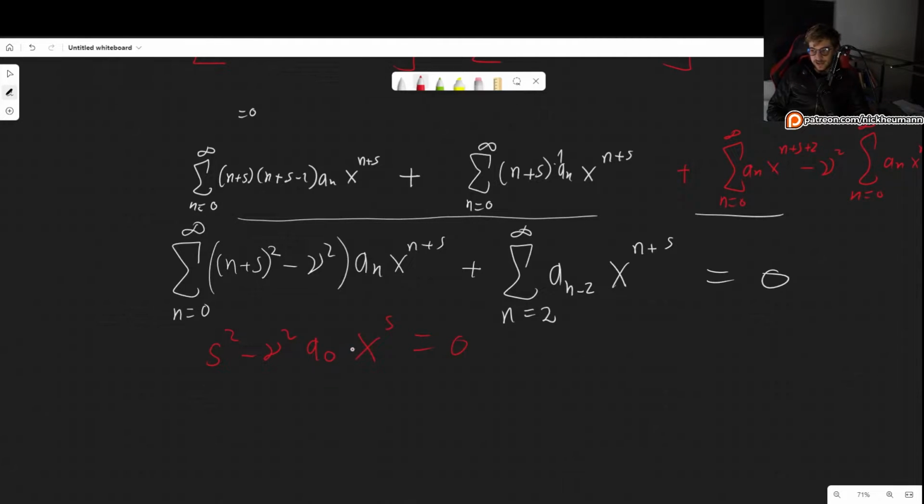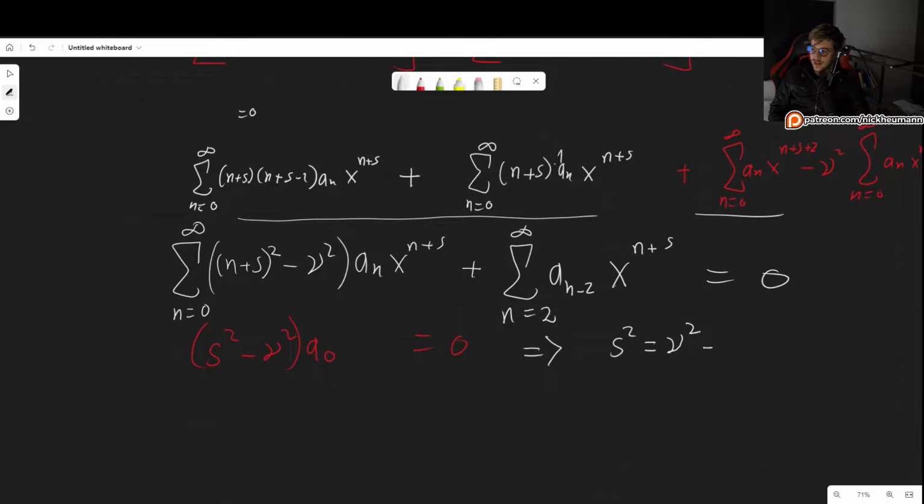But of course, x to the s cannot be 0, so we don't worry about it. We are only interested in this part. We need this thing here to be 0. Either a_0 is 0 or this thing is 0. So that means that if we want a_0 not to be 0, then we need that s squared has to be the same as nu squared.